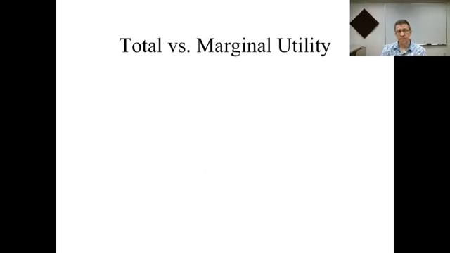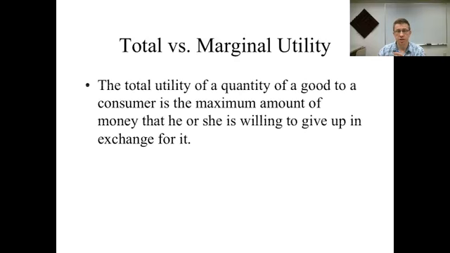So there are two differential concepts within utility that we have to get these definitions out of the way first, before we start to go into some problems: total utility versus marginal utility. Total utility, I think, is relatively straightforward. You buy so many units of a particular product. Total utility measures the total satisfaction you're getting from that product, and the way it does that is the total amount of money you'd be willing to exchange for it.